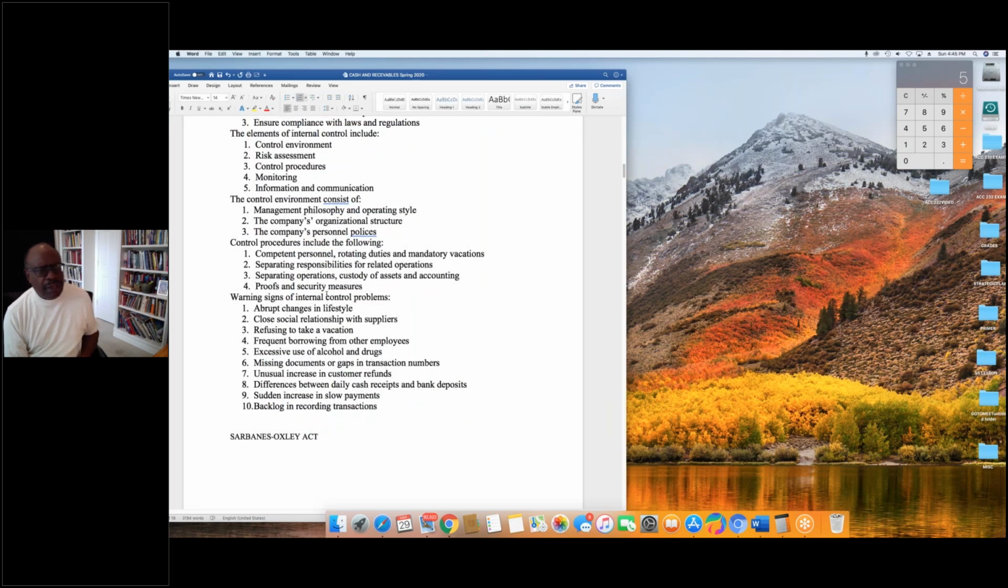And anytime you look at an employee, you have to be studying your employees. If you see certain things, changes in lifestyle, excessive tiredness so you think they may be using alcohol or drugs, missing documents, or gaps, they're not going to take time off because they don't want to be found out. Then you have to study those employees. So as a manager, you have to do that.